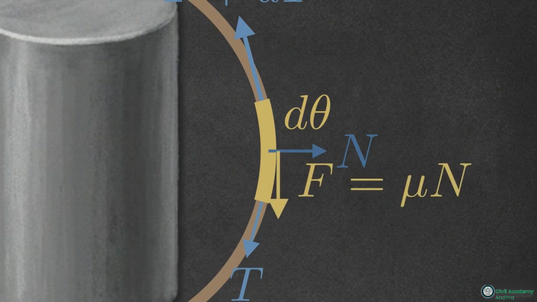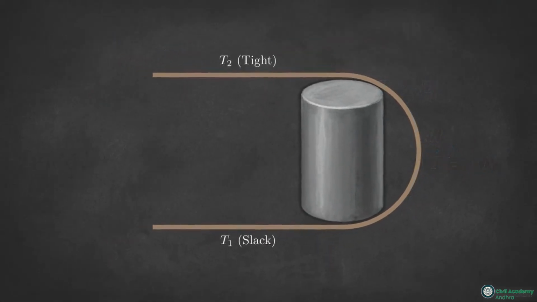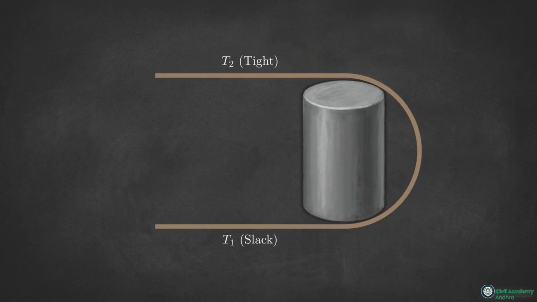As tension moves from the slack side toward the tight side, the incremental friction at every point is proportional to the tension already present at that specific spot on the curve. Integrating this relationship across the entire contact angle shows that the tension doesn't just add up, it compounds as it sweeps around the cylinder. This compounding effect results in a nonlinear scaling of resistance.